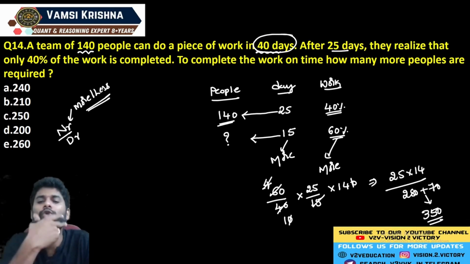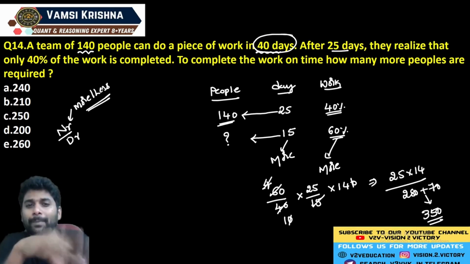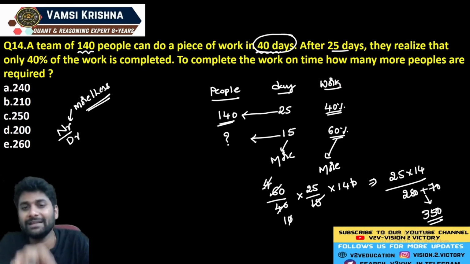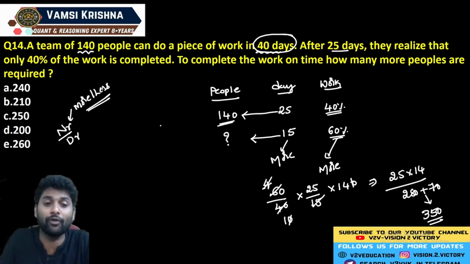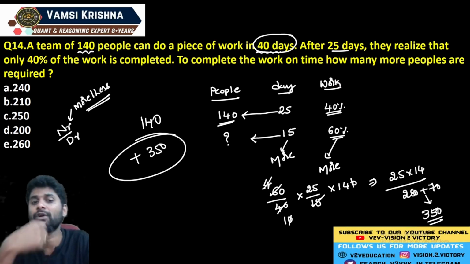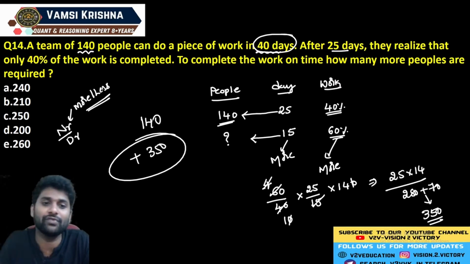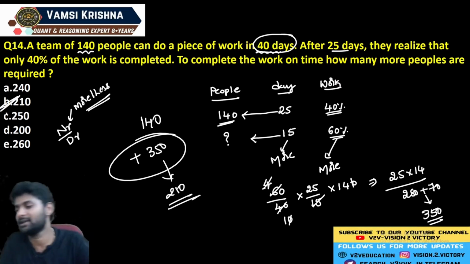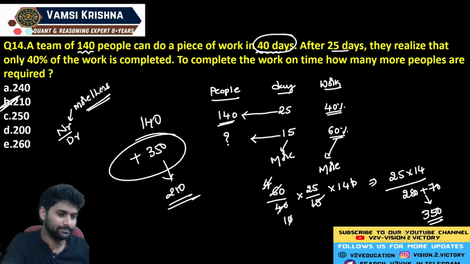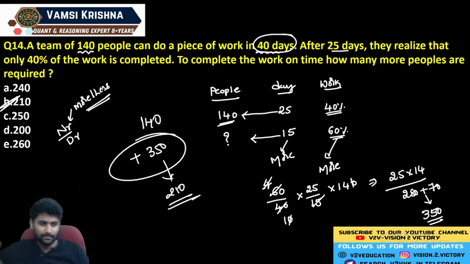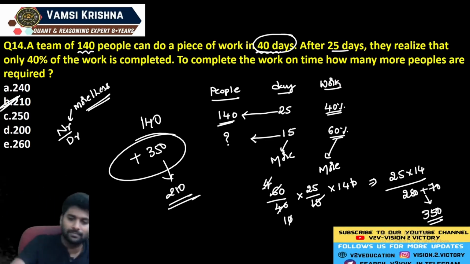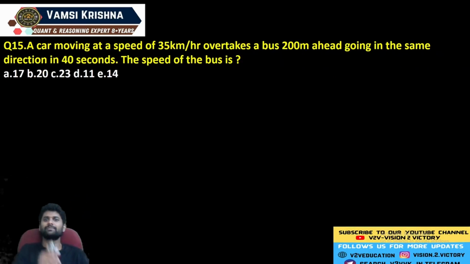Now the question here: to complete that work on time, how many more people are required? And in this work already 140 people are available. So we need to finish the 60% of work in 15 days. We need 350. So how many more people we need to hire means it's 210. We should hire 210 people, guys. Go to the next question.